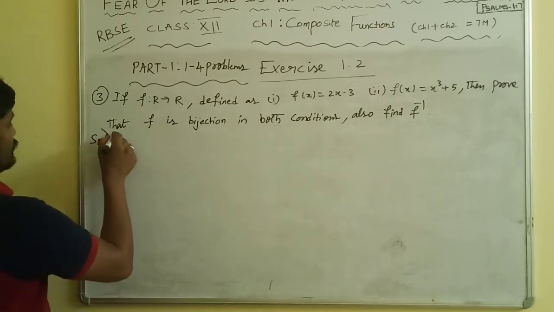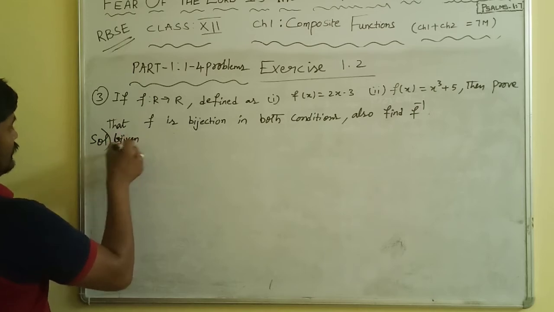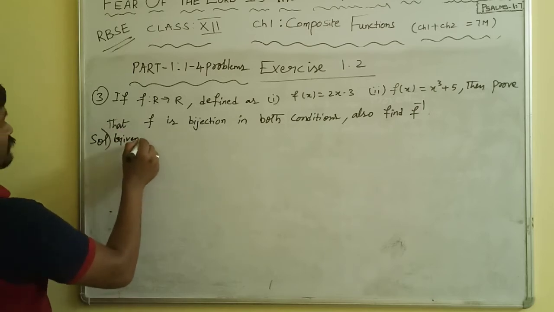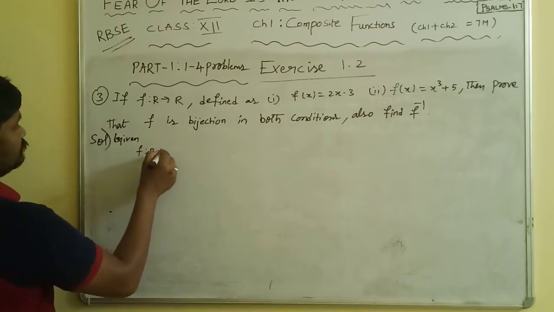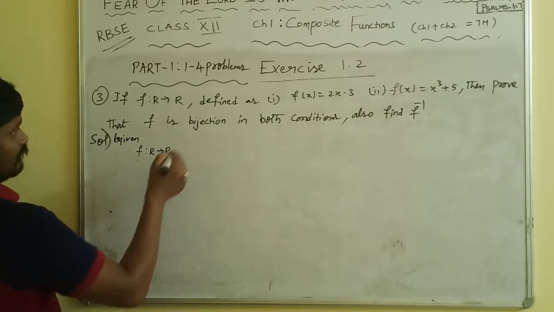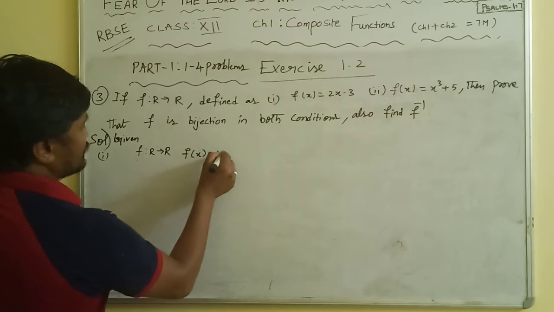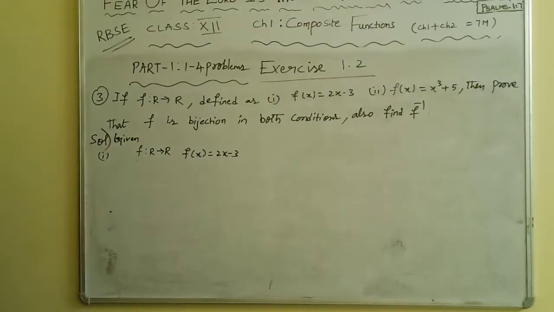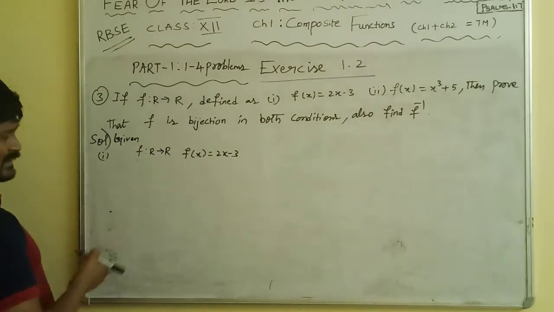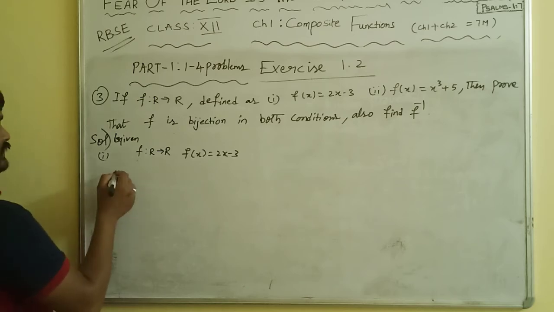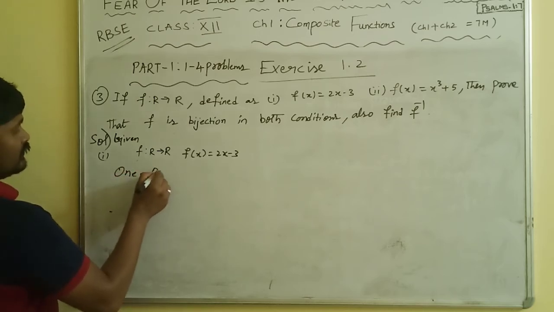So first, whatever is given, we need to write. Given is f maps R to R, and the first one is f of x is equal to 2x minus 3. To show f is a bijection, I need to prove it is one-to-one and onto, then I need to find the formula for f inverse. It is very simple. So first, go for one-to-one.